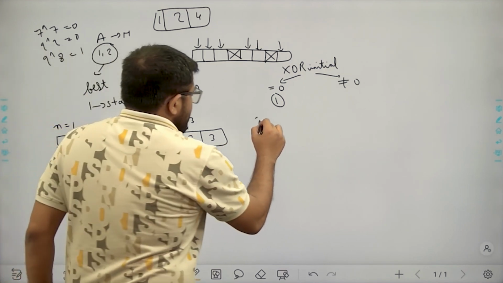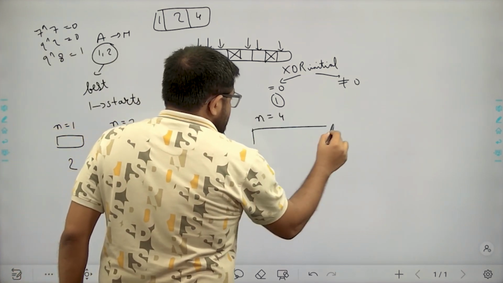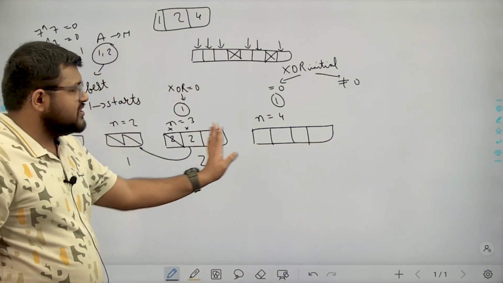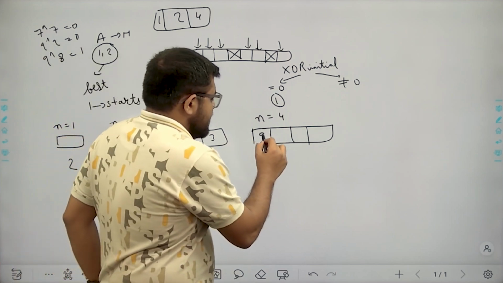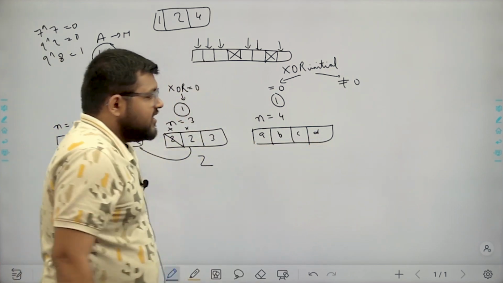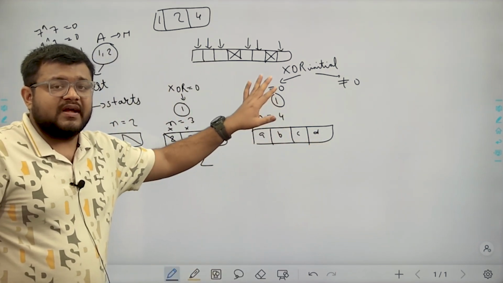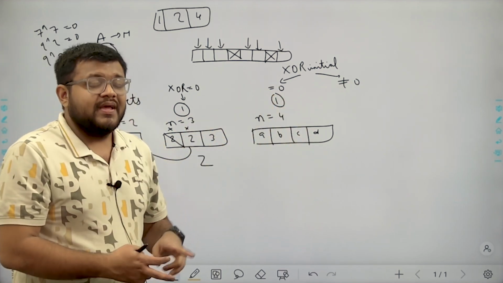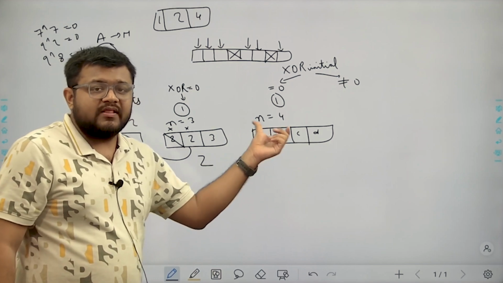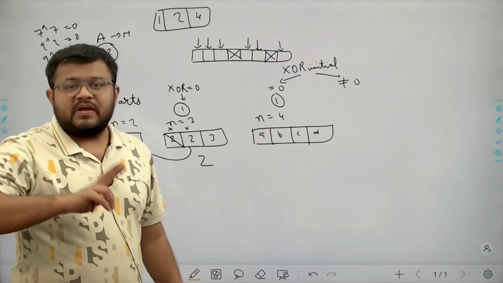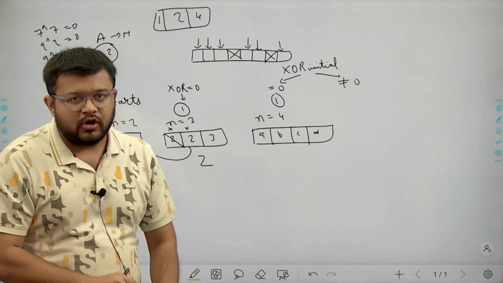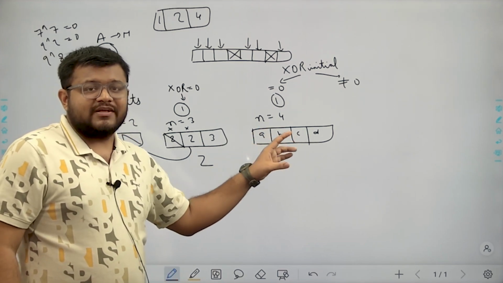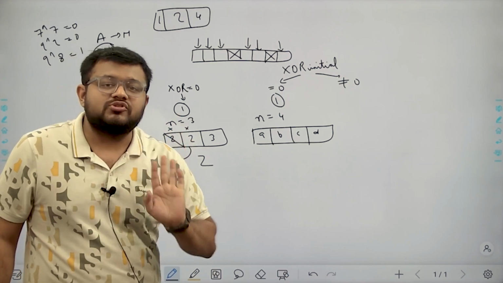Now n equals 4. Again, there will be 4 elements, and the initial XOR is not 0. Let it be A, B, C, D. If there is an element such that if player 1 removes it, the XOR of the remaining array becomes 0, then player 1 will lose. So player 1 will not do that. Player 1 will remove an element such that the XOR of the remaining array elements is not 0.